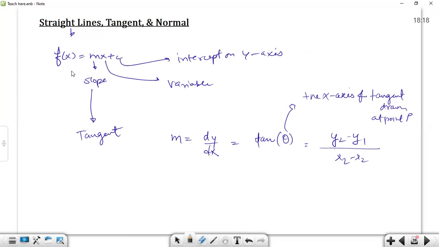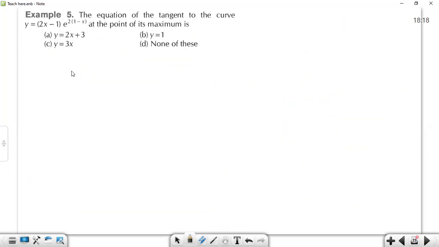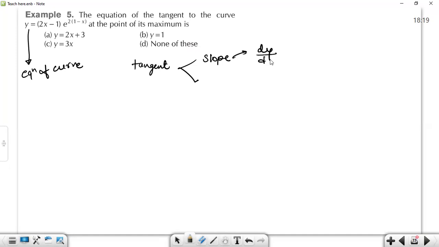Okay, so let's now move on to the next example. Here it is, example number 5. The equation of the tangent to the curve at the point of its maximum is. So basically, this is the equation of the curve. Now we have to find the equation of the tangent. The equation of a tangent can be found by first getting its slope. Slope can be found by differentiating the given function of the curve. And we also need one point.